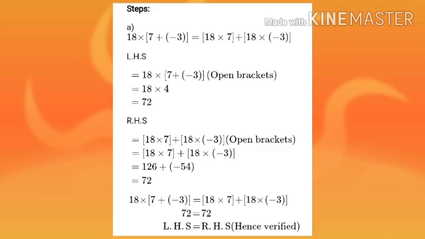Now both the products are same. 18 into 7 plus of minus 3 equal to 18 into 7 plus 18 into minus 3. Hence verified, LHS equal to RHS. This is the solution for subdivision A.